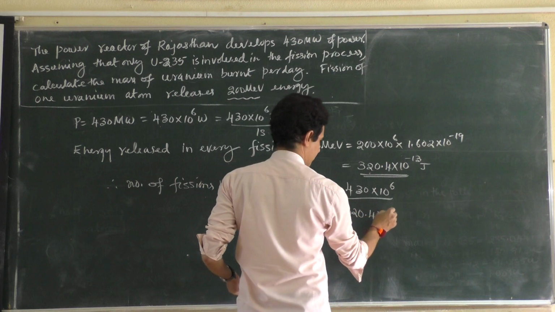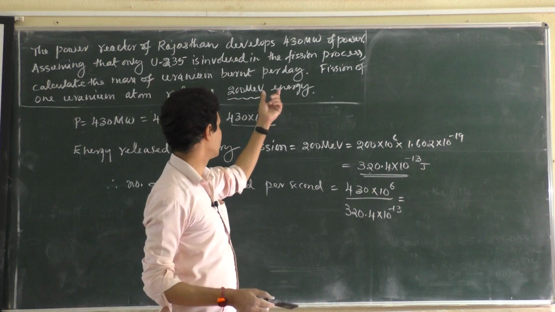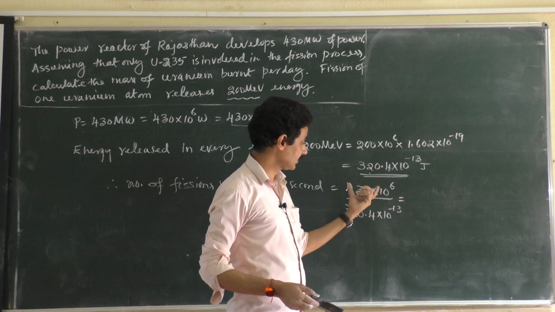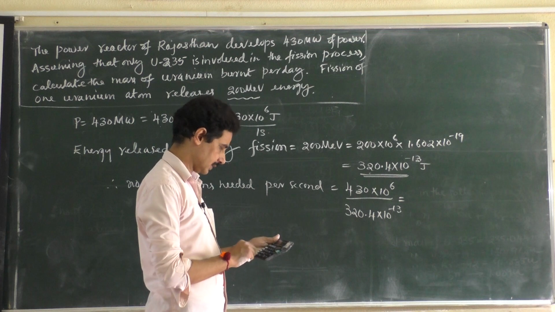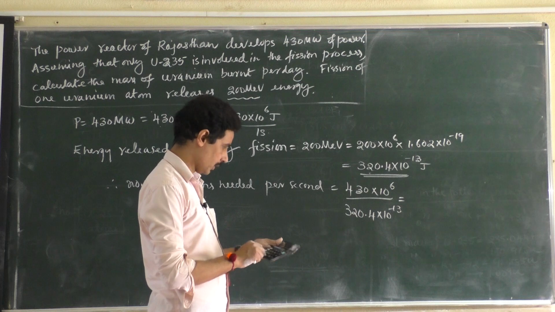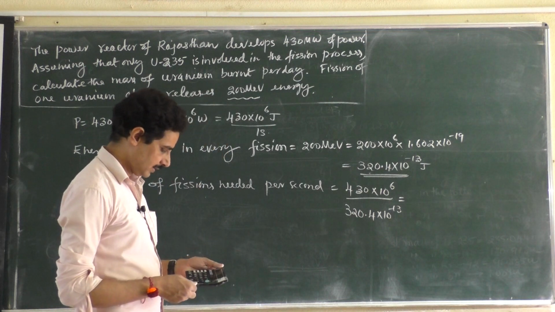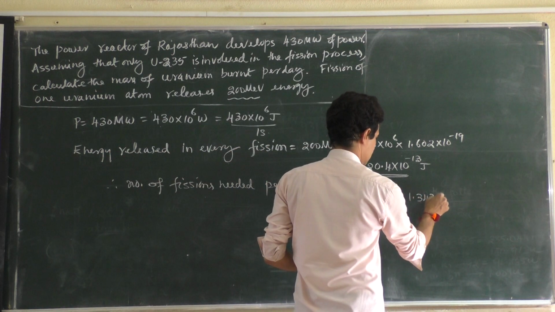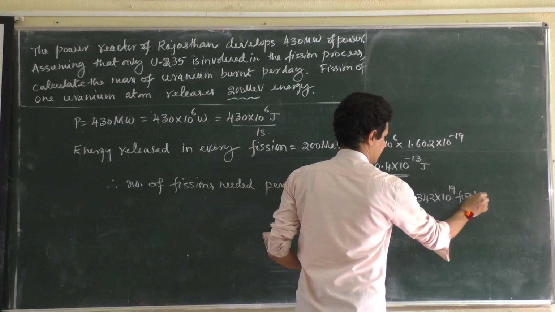320.4 into 10 to the power minus 13, right? Every packet contains this much energy, 200 million electron volt, that means this many joules. How many packets are needed to do this one? 430 divided by 320.4 is equal to 1.342. 1.342 into 10 to the power 19 fissions are required, right?